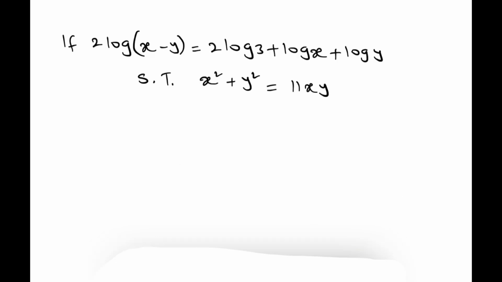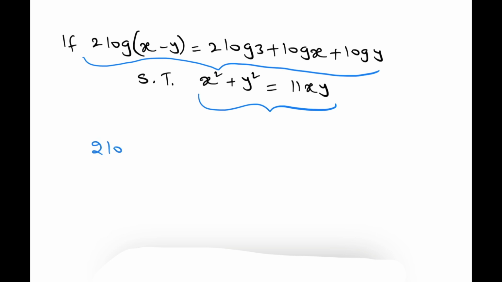If 2 log of x minus y equals 2 log 3 plus log x plus log y, then show that x square plus y square equals 11xy. So here he gave one equation. In this, it is clearly visible that log is present, whereas in what we are asked to show, logarithm is not there. So our first intention is to remove the logarithm from the given equation. So let us try to do that work now.